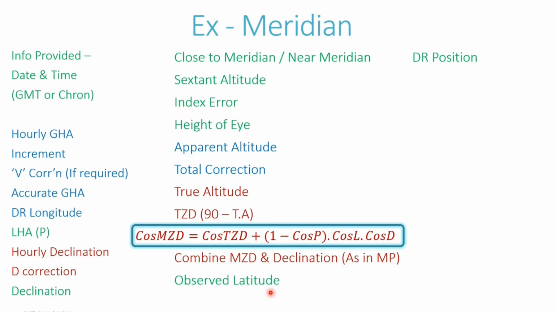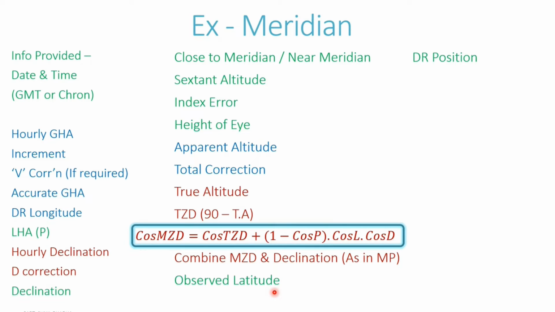Now up to here, this was similar to the Marpas observation, but after this there is a difference. The difference is, number one, the observed latitude which we got in a Marpas observation was also the fixed latitude. The observer has to be somewhere on that latitude only. But in this case, the observed latitude is not the fixed latitude.